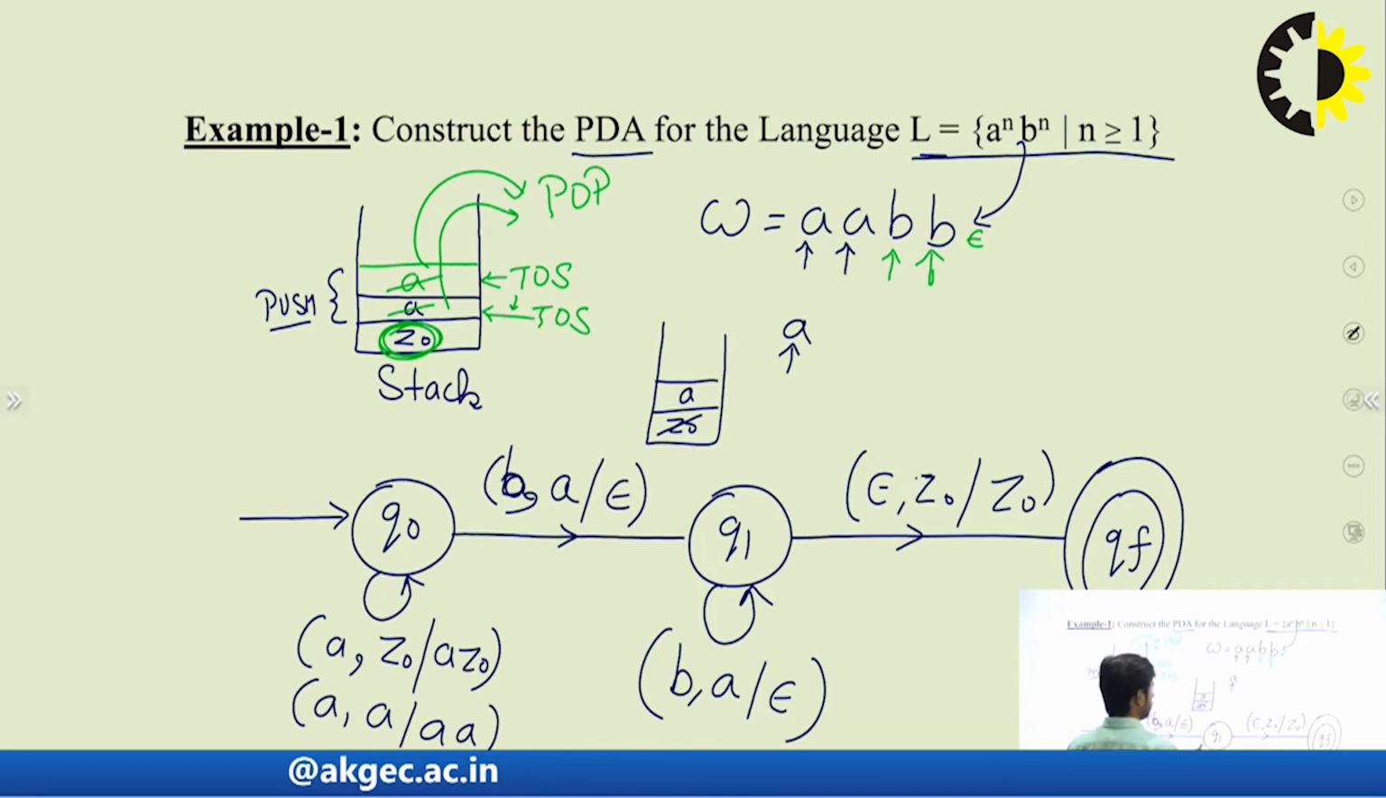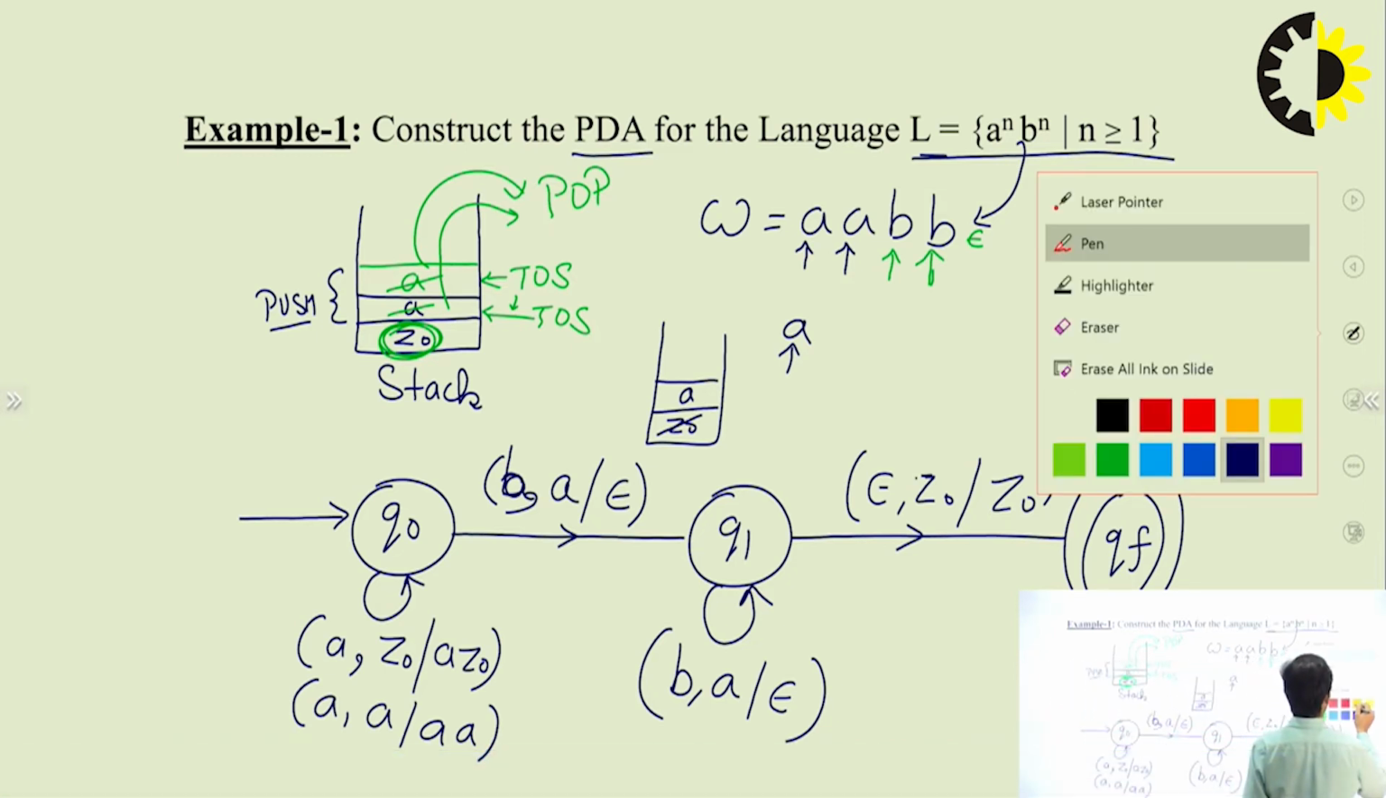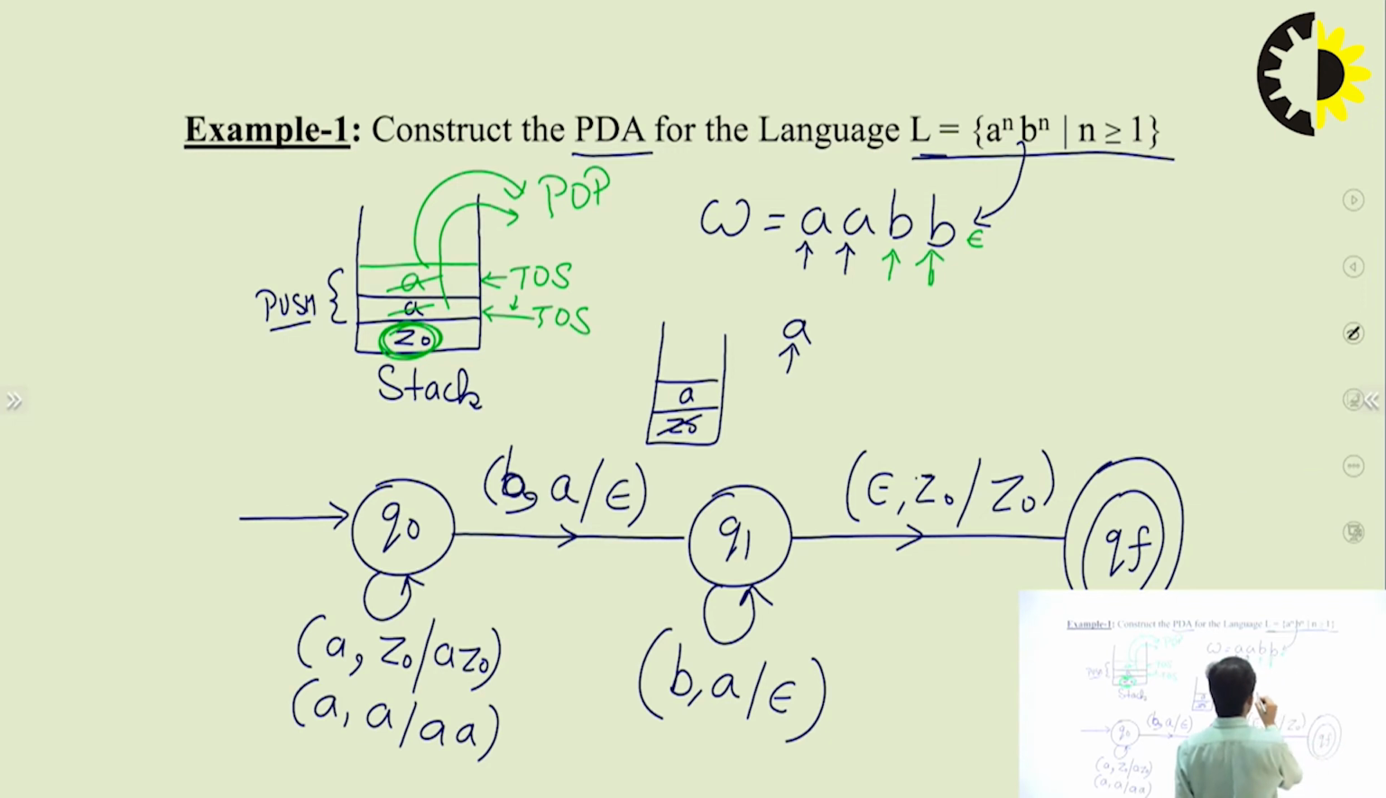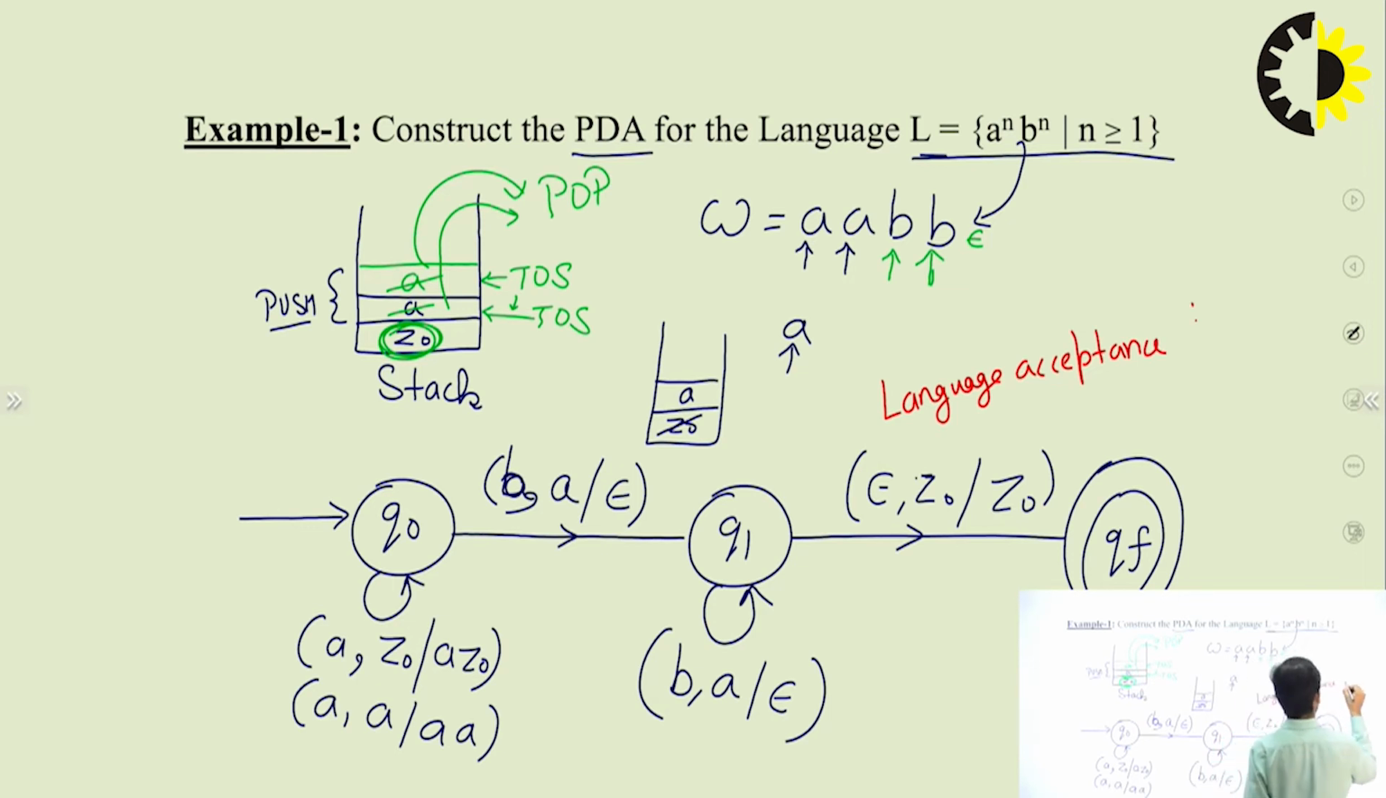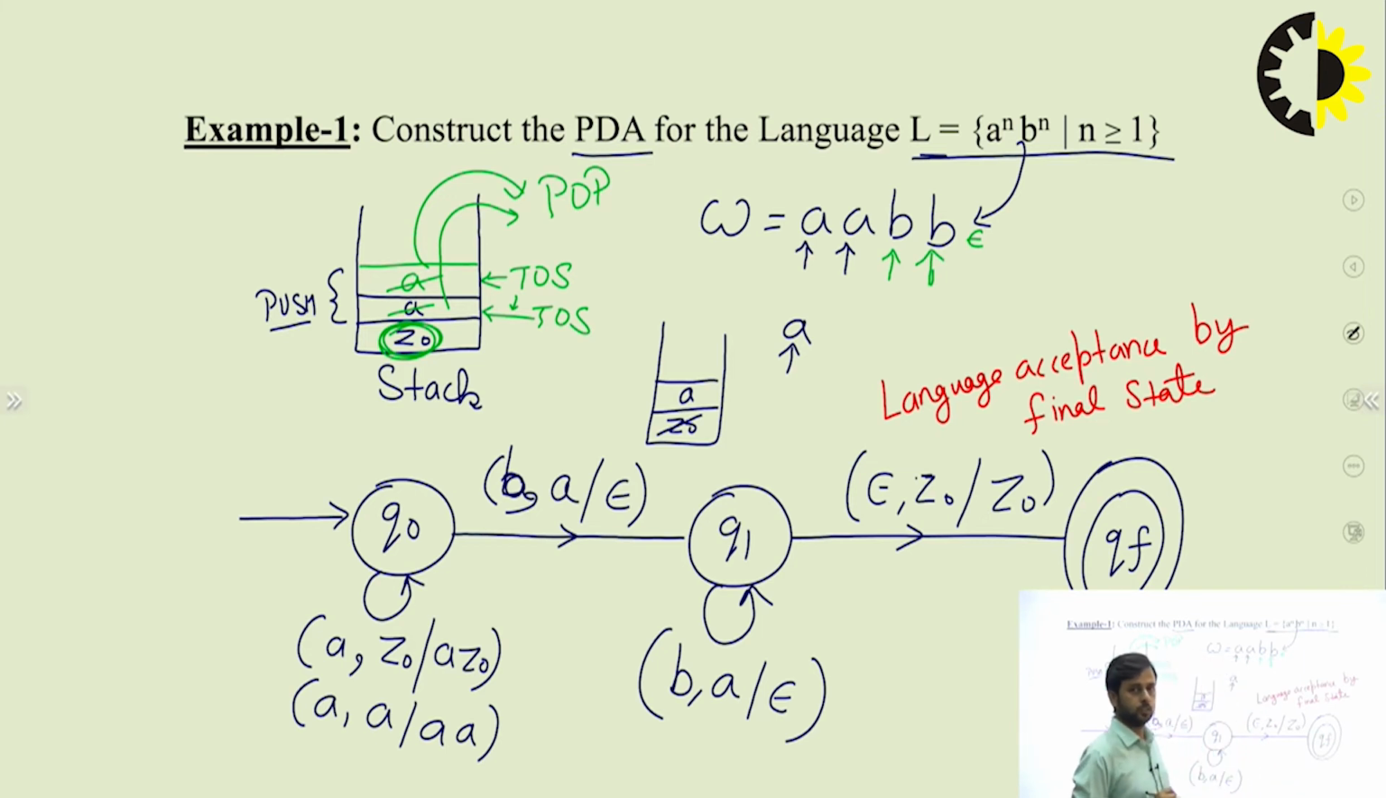This is PDA. So this PDA accepts the language A raised to power n, B raised to power n, and this is known as language acceptance by final state. Okay, this is known as language acceptance by final state.